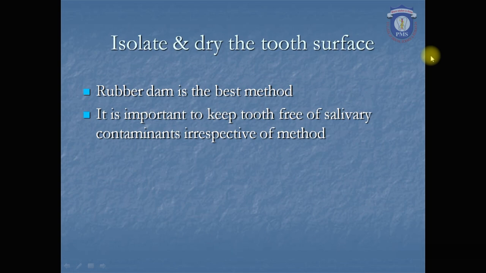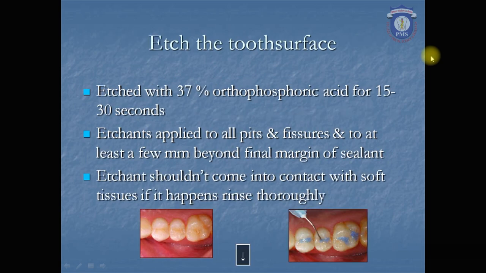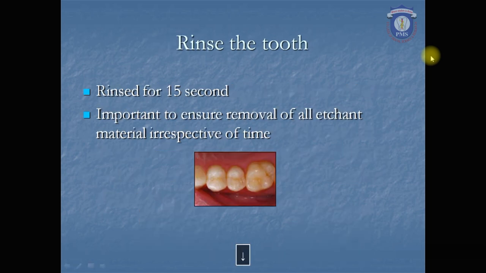Isolate and dry the tooth surface. Rubber dam is the best method. It is important to keep the tooth free of salivary contaminants irrespective of method. Etch the tooth surface. Etch with 37% orthophosphoric acid for 15 to 30 seconds. Apply etchant to all pits and fissures and at least a few millimeters beyond the final margin of the sealant. Etchant shouldn't come into contact with soft tissues. If it happens, you have to rinse thoroughly.